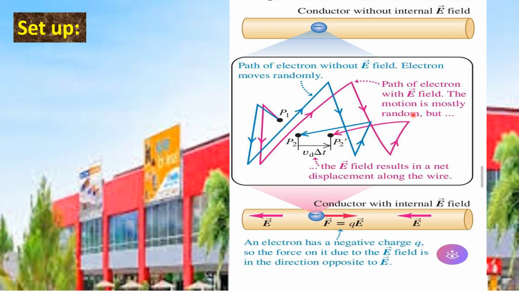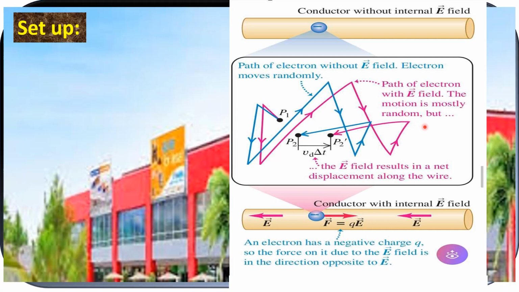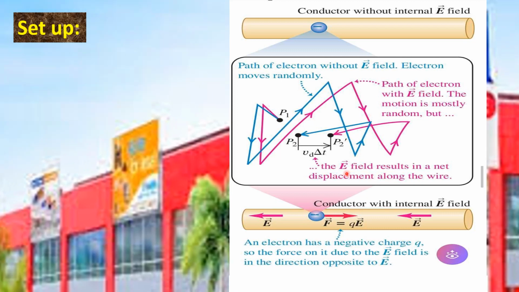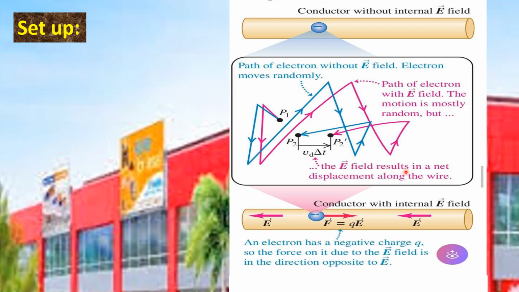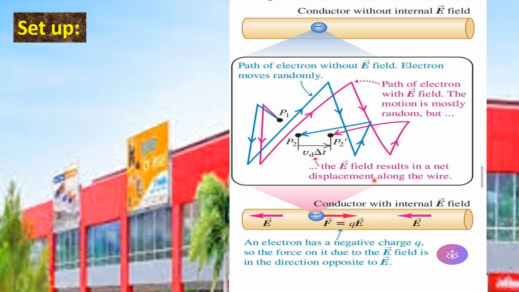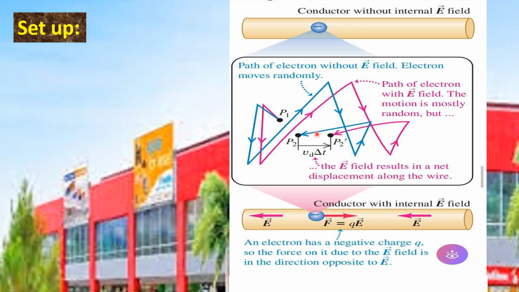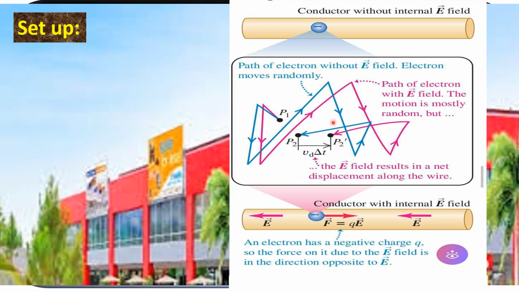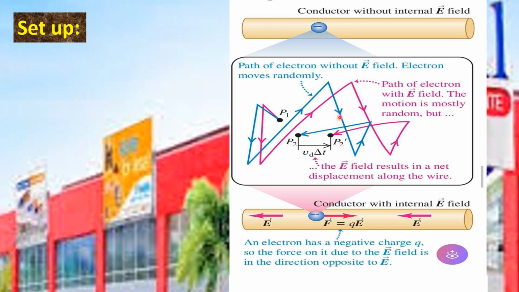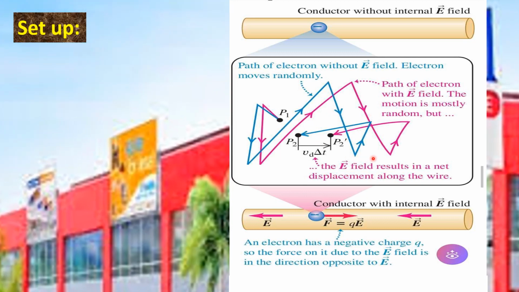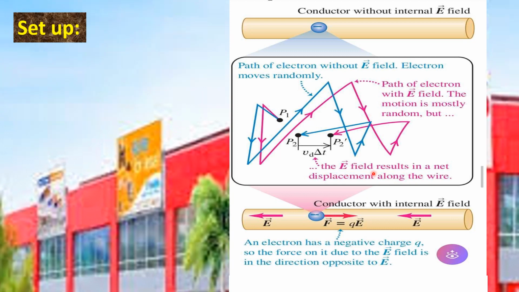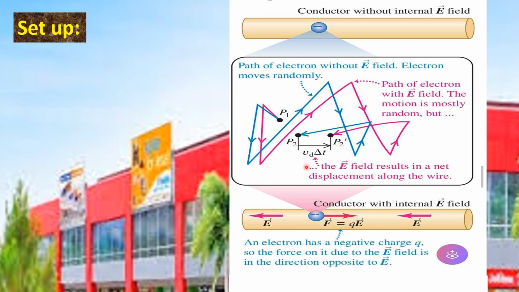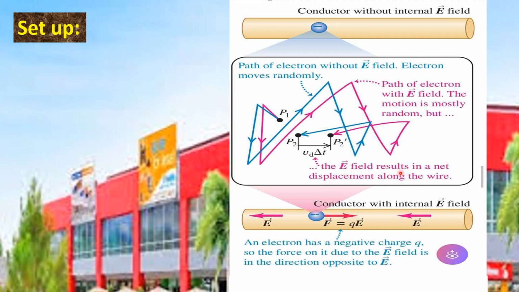So, although the path of the electrons, when there is an electric field, is still mostly random, we say that the electric field results in a net displacement along the wire. So, in other words, each and every electron that is at random motion is also drifting, or there is what we call a net flow of these charges.